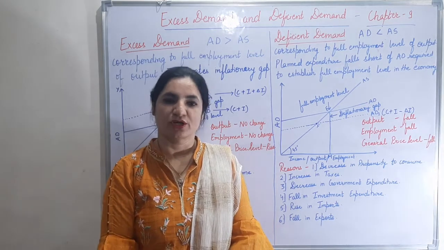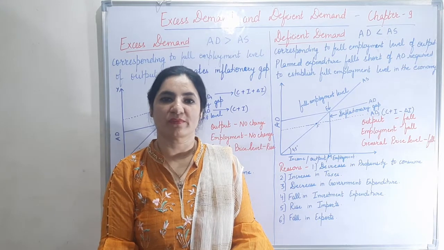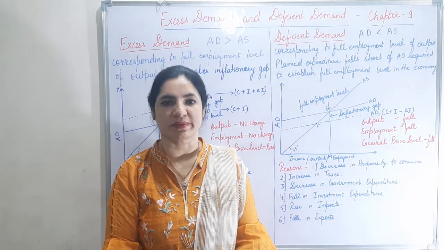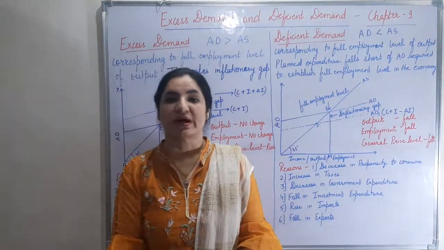Hello students, today we are going to start chapter 9 of macroeconomics class 12 syllabus, that is excess demand and excess supply. Let us understand first the meaning of excess demand and excess supply.